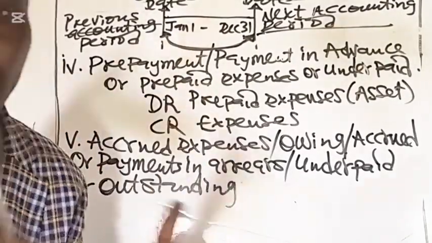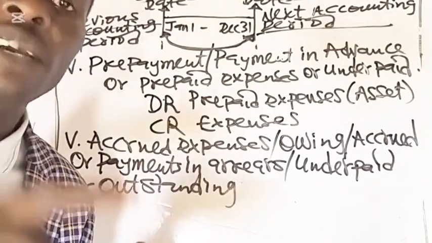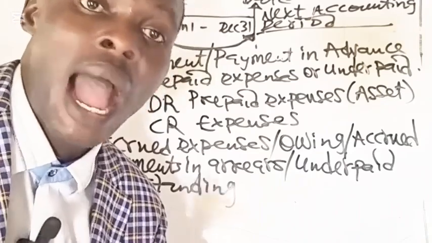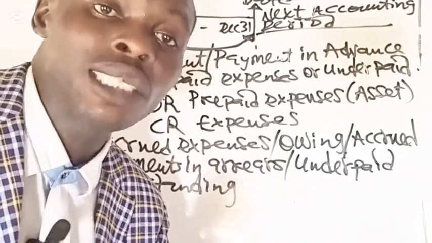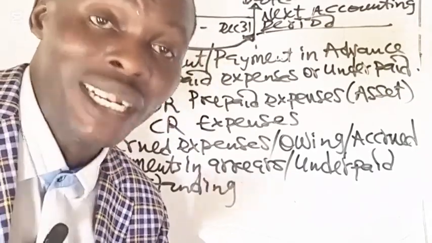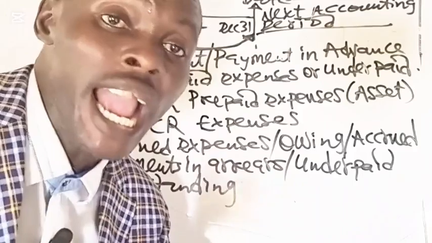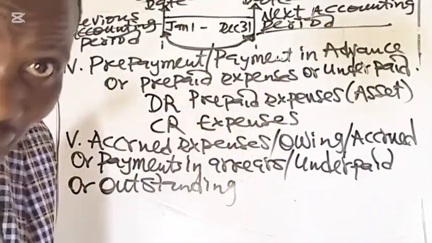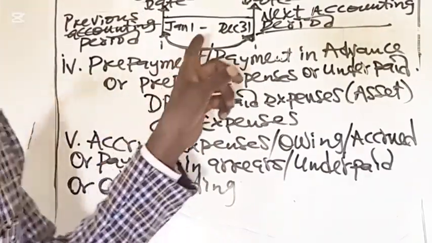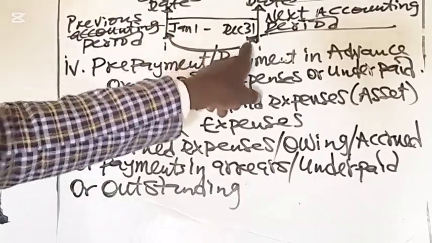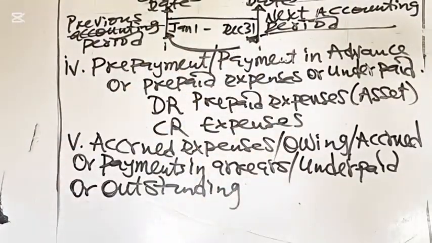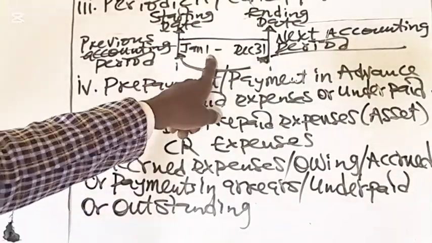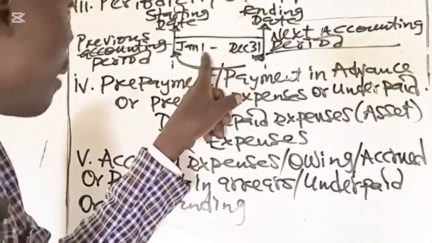Accrual is an amount due in respect of a service that has been enjoyed but not yet paid for. That service has been enjoyed, but you've not paid for that service. Now the question I want to ask you is, does it relate to the accounting period? Yes, it relates to it. Has it been included in the money in the trial balance? No.